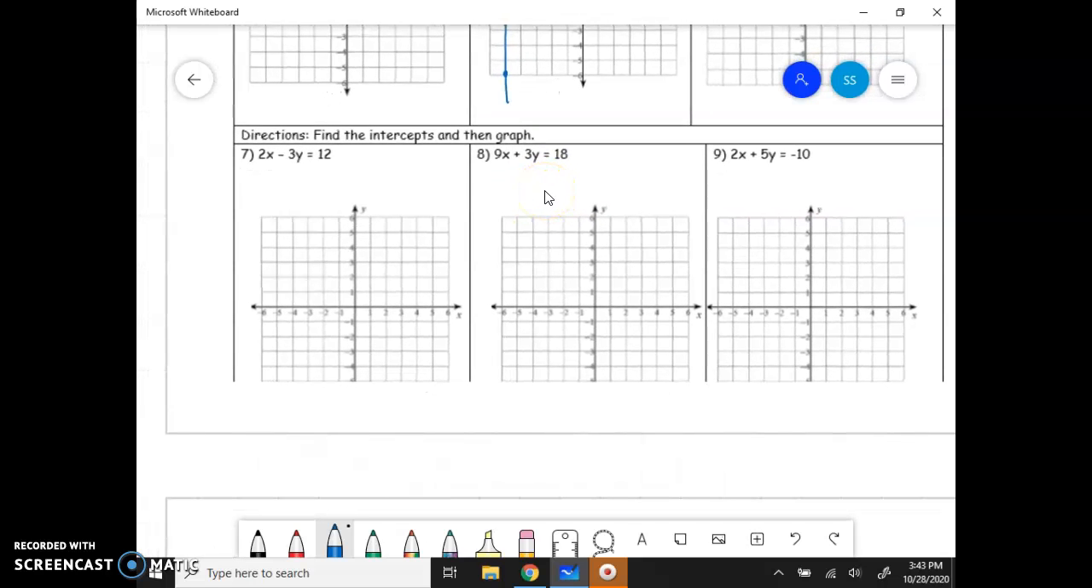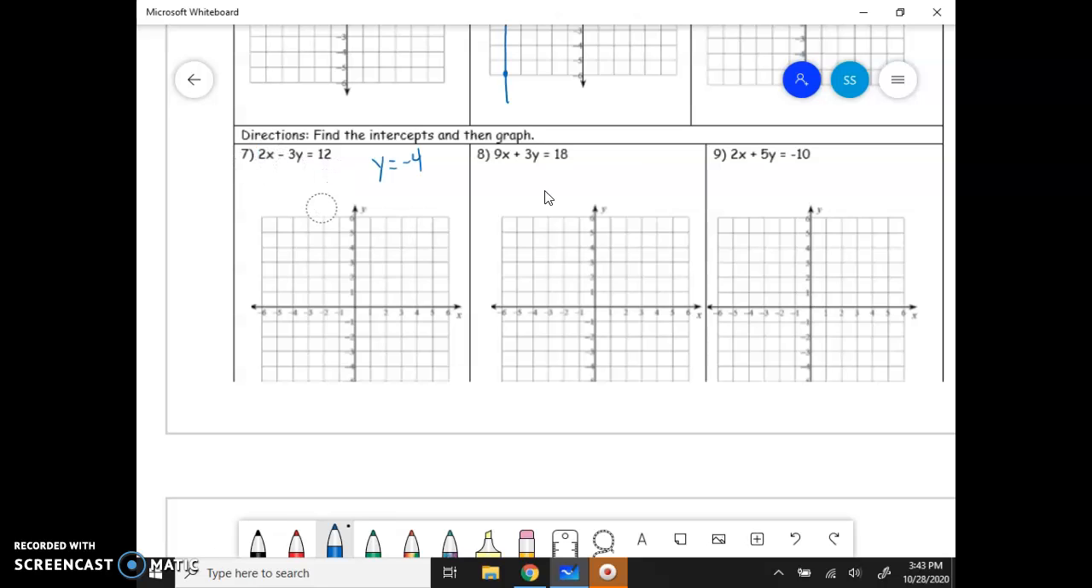7 through 9 looks like we're graphing through the x and y intercepts. So again, we're just going to cover one up and solve the equation, right? Divide by -3, divide by -3. You're left with y is equal to -4.